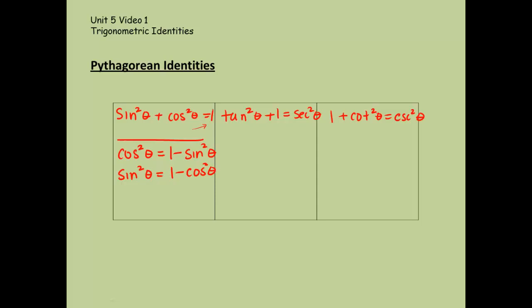I'm going to ask you to go ahead and repeat that for both of these, writing each of the other Pythagorean identities in two different ways. You can pause the video to do that.